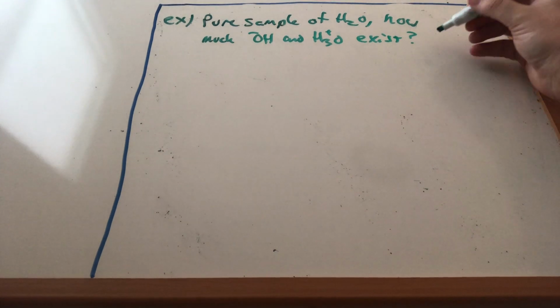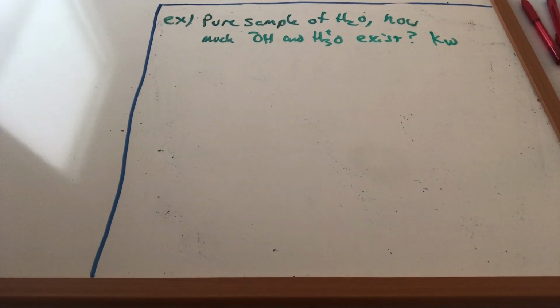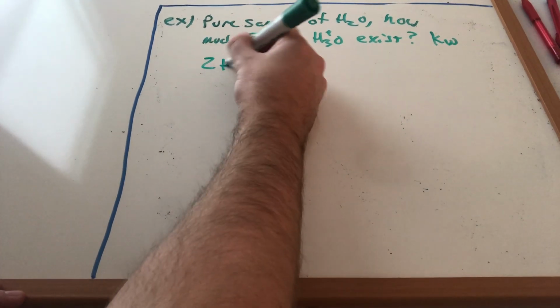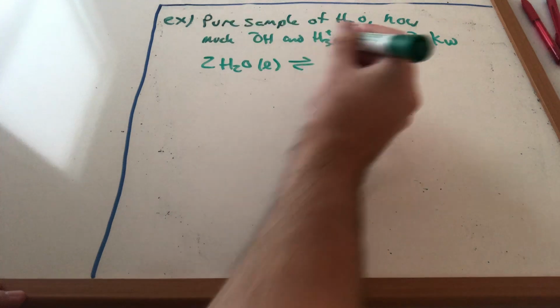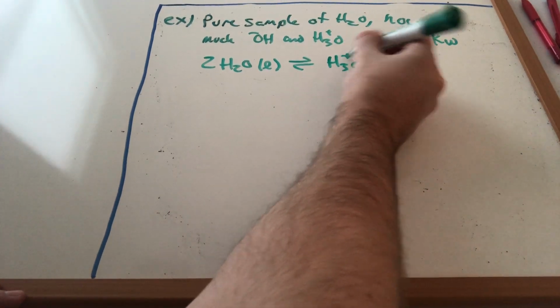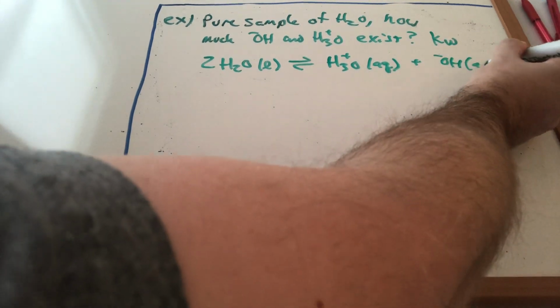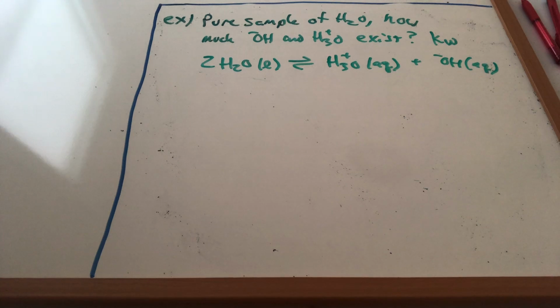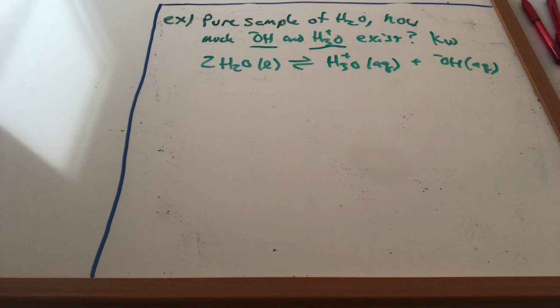If you think about how to answer this question, we know that it's a weak process because we're given a K. We have a reaction that we can write down for pure water's behavior. Two water molecules break into hydronium and OH minus. I'm trying to answer a concentration question, and I have at my disposal a K. So guess what we're going to do?